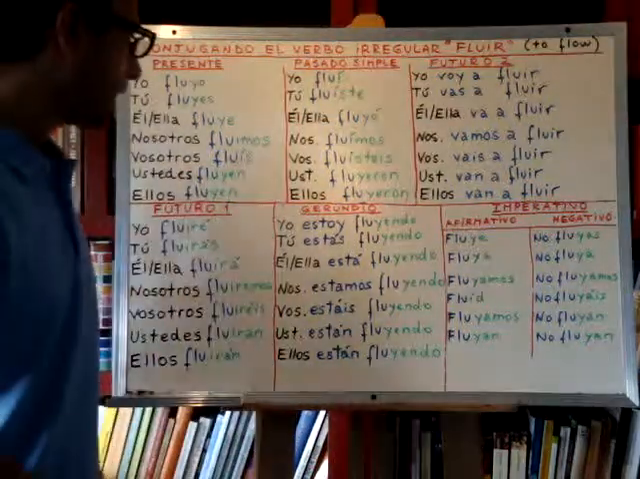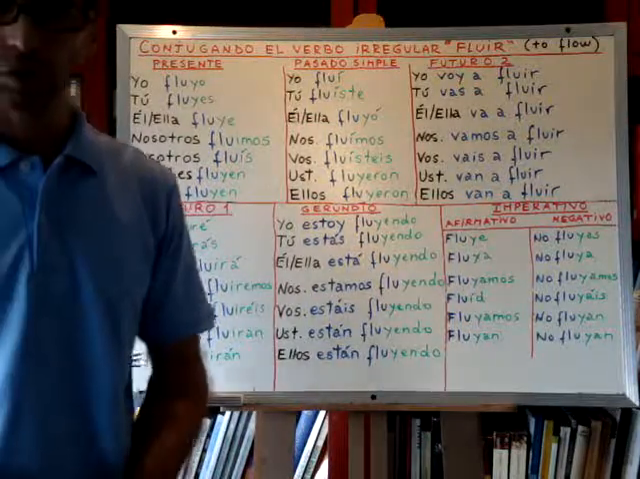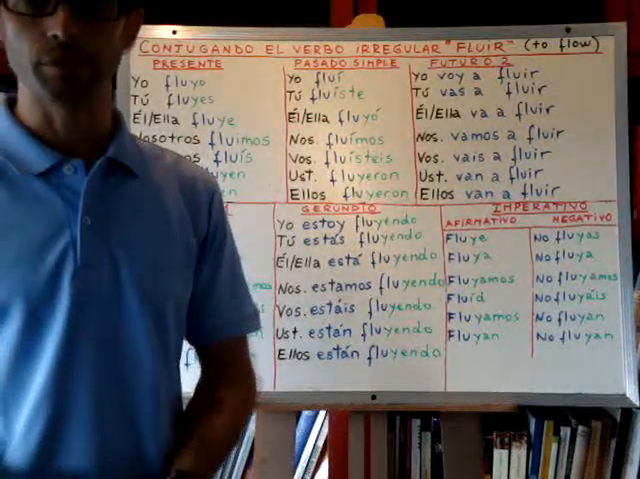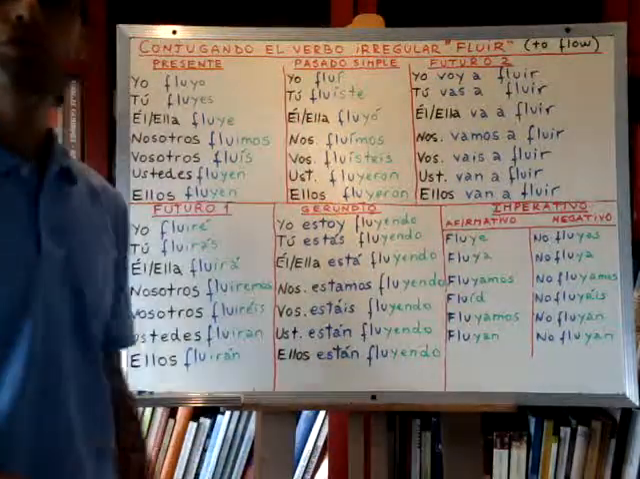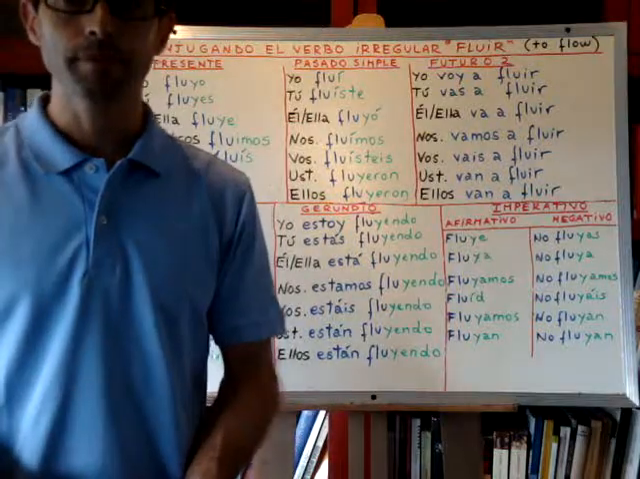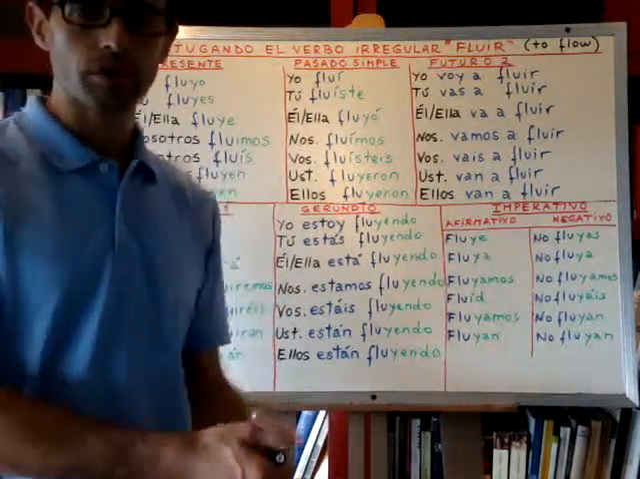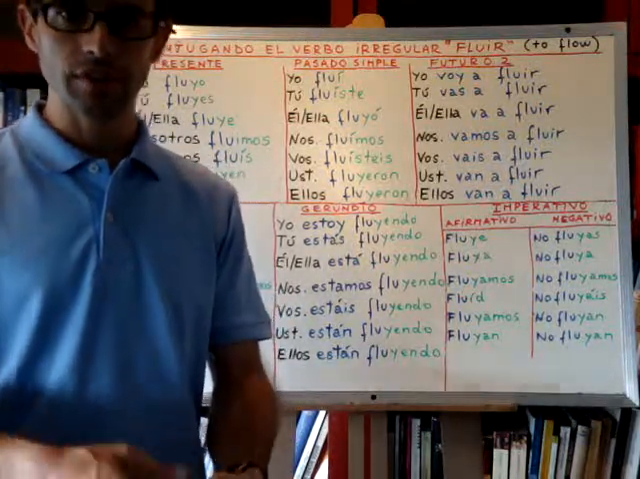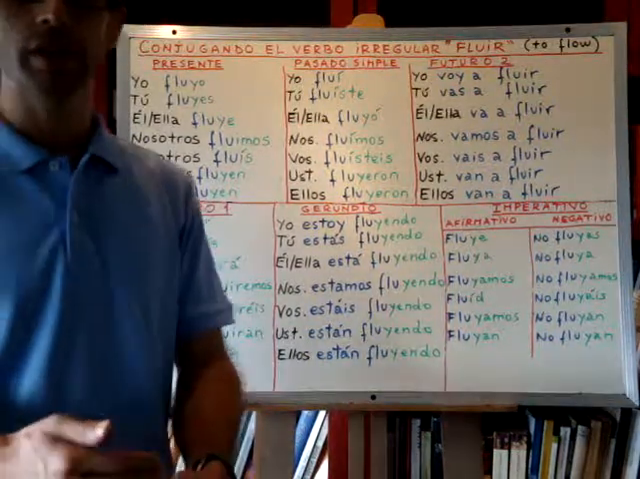Let's see now gerundio. Ahora vamos a ver el gerundio. Now we are going to see the present continuous. El gerundio se utiliza para indicar una acción que está en curso. The present continuous is used to indicate an action that is in progress. En curso is in progress.